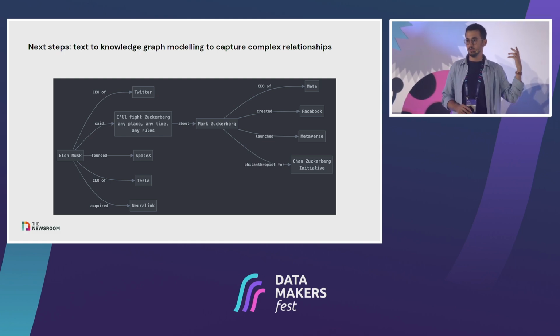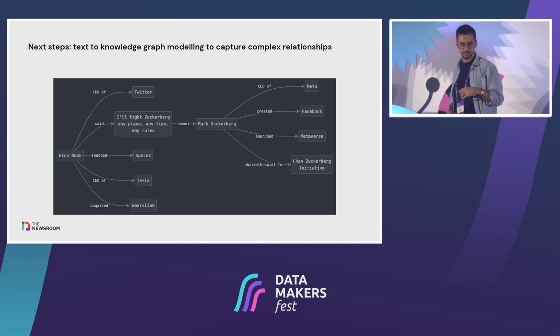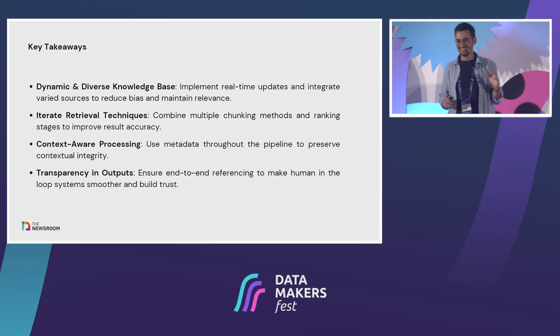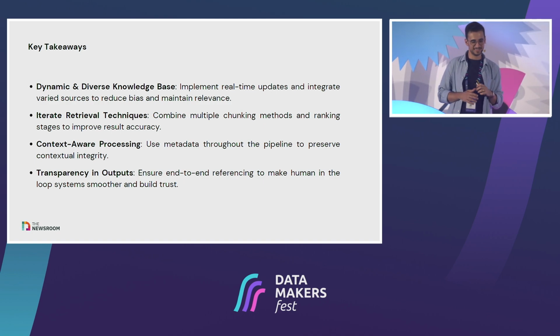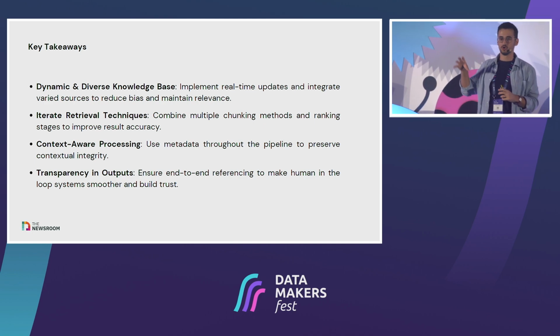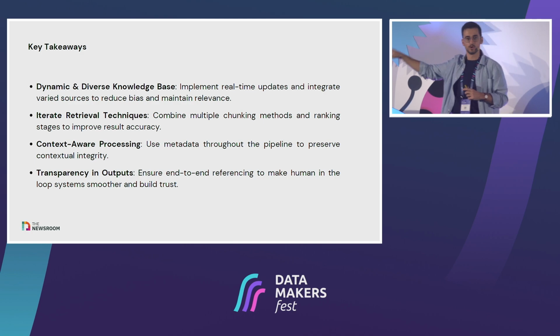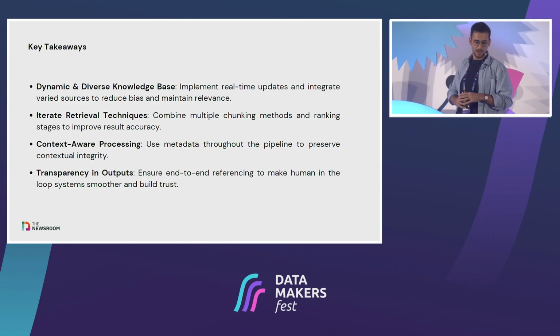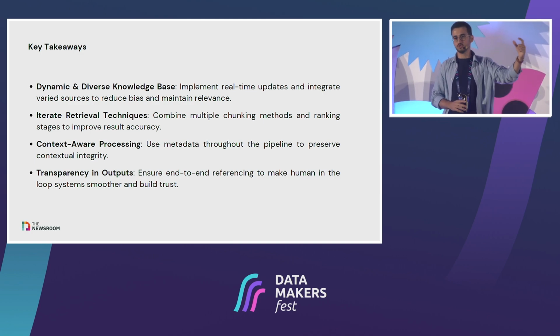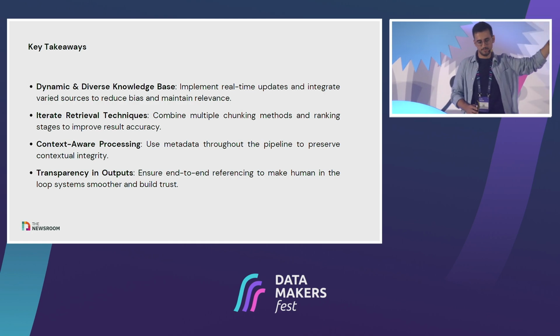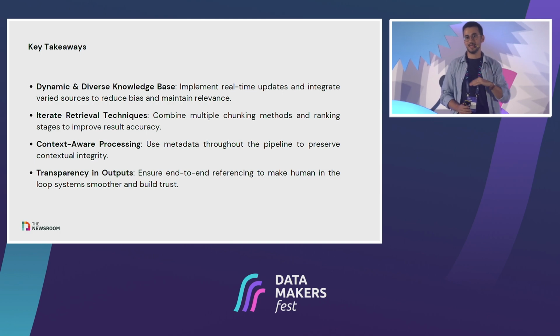So working on how we can build these knowledge graphs from the information we have, and how we can keep this information updated. Final thing, just key takeaways. So if you're building a RAG system, 4 things I would highlight. 1, dynamic and diverse knowledge base. Make sure you implement good ways to have real-time updates into your data and that they work for the specific data you have. Retrieval techniques: if you're not able to retrieve information you know is in your knowledge base, try different chunking methods and try different ranking methods. That can have a huge improvement in accuracy.